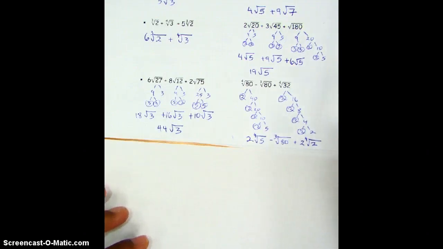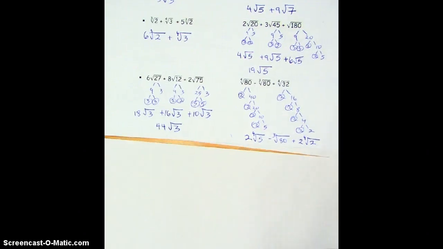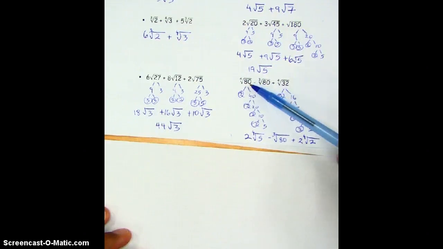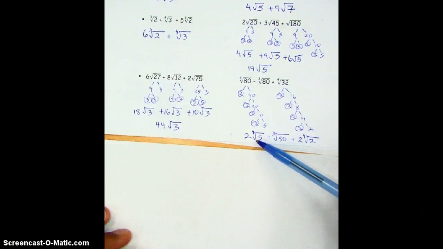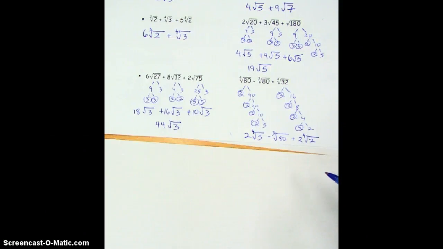And over here, this problem we can simplify some, but that's about all we can do because we can't combine anything here. The only thing I was able to do was simplify the fourth root of 80 and the fourth root of 32, but I couldn't combine anything, so it just ended up with 2 to the fourth root of 5 minus 3 to the fourth root of 80 plus 2 to the fourth root of 2. So that was all I was able to do.